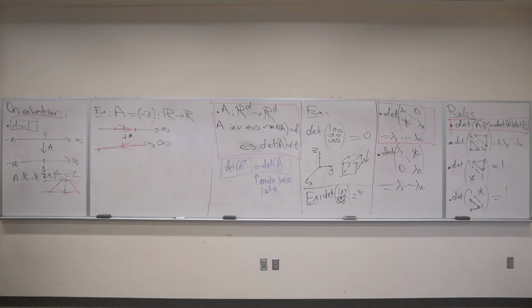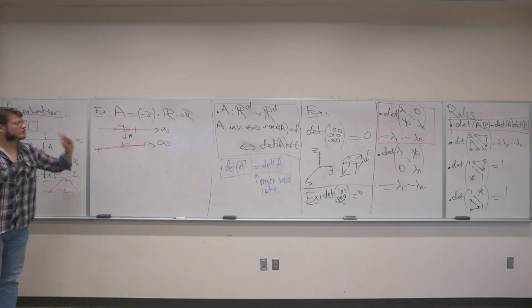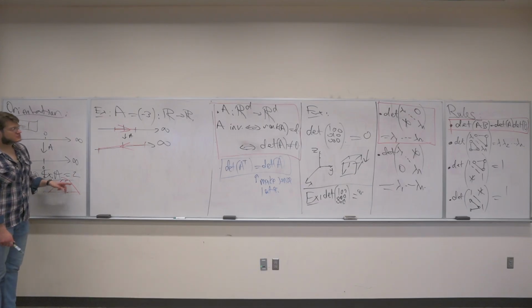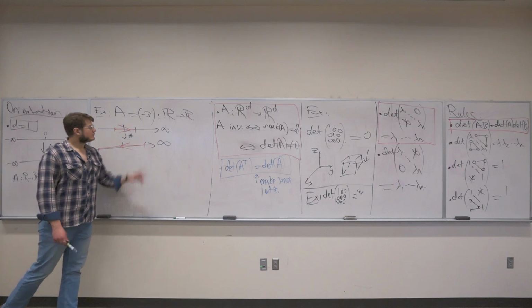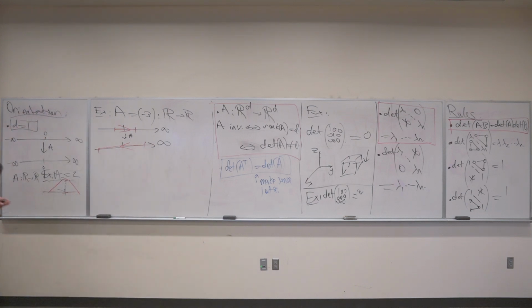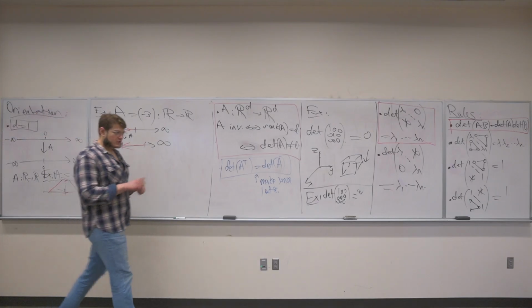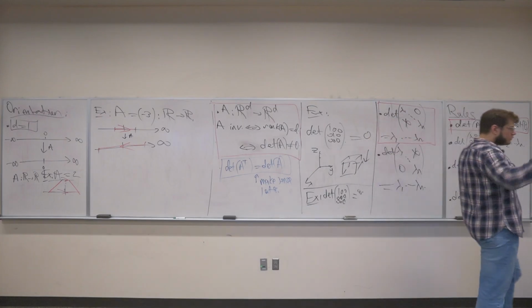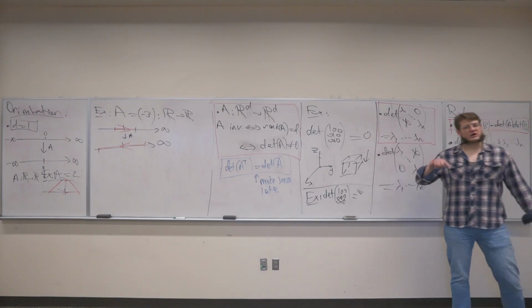So at least in the one-dimensional case, the determinant of a 1-by-1 matrix is positive if and only if the matrix preserves orientation. Determinant is negative if and only if it reverses orientation. In 2 dimensions too, the same thing works. If you think about a plane, well, there are 2 orientations. One is the clockwise orientation, and the other one is the counterclockwise orientation.